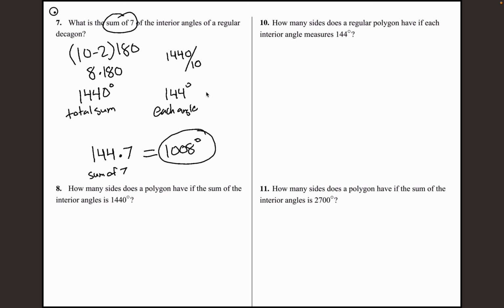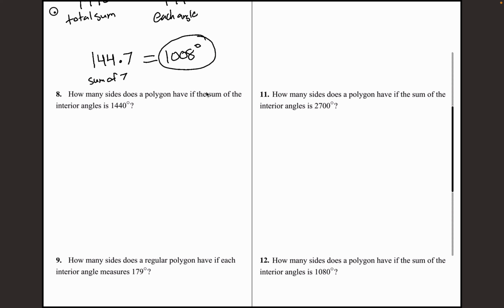Okay, here's where it can get a little tricky. Let's look at number 8. Number 8 says, how many sides does a polygon have if the sum of the interior angles is 1,440? This time we have the total sum. So what equation do we normally use to find the total sum?